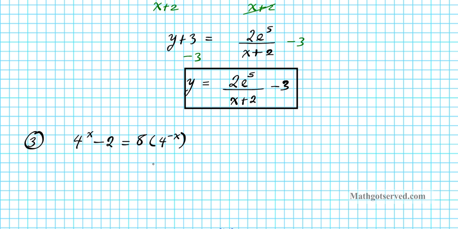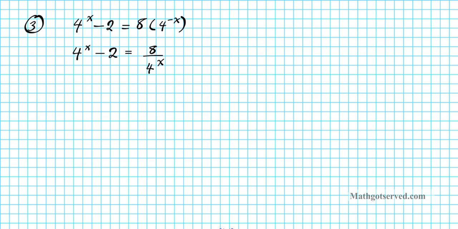So first thing we're going to do is use the properties of exponents to rewrite this negative component right here. So what is 4 to the negative x? The left side stays the same: 4 to the x minus 2 equals, now using the reciprocal property of exponents, this is the same thing as 8 over 4 to the x. Anytime you have a negative exponent attached to a term, you can reciprocate that term and do the opposite of the exponent. Alright, so there we have it.